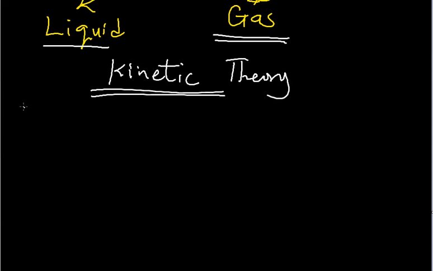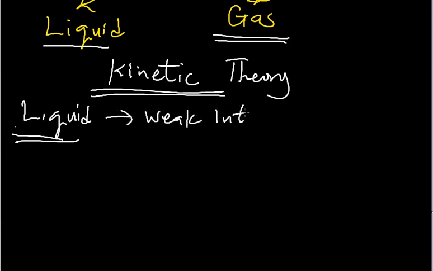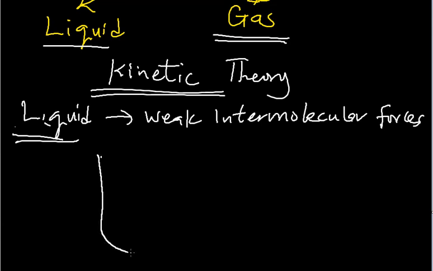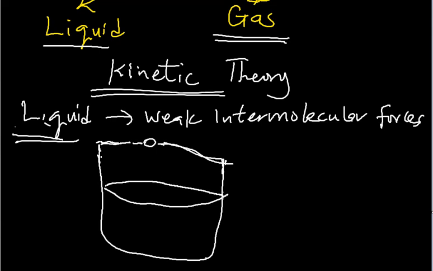You know very well that according to kinetic theory, liquid is made up of molecules that have weak intermolecular forces holding the molecules of the liquid together. That is the reason why liquid takes the shape of its container. How do I explain that? Anytime you have a container, say one you can close, and you pour liquid into it, because the liquid is not a rigid body, it will flow and take the shape of the container.